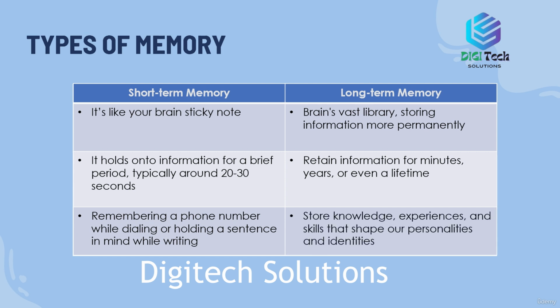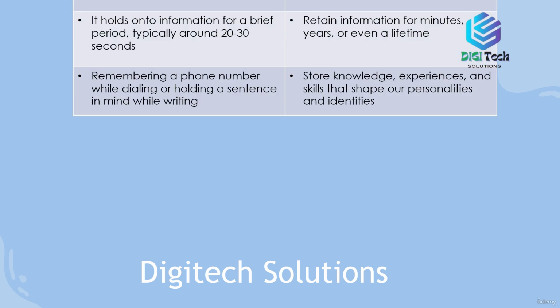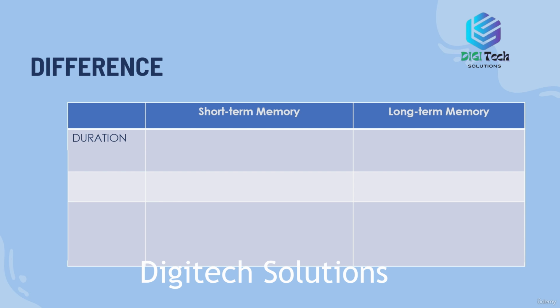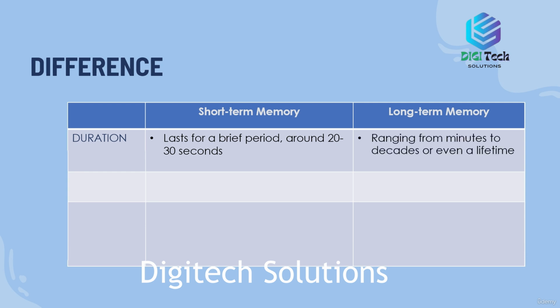It's where we store knowledge, experiences, and skills that shape our personalities and identities. Duration. One of the key differences between short-term and long-term memory lies in their duration. Short-term memory lasts for a brief period, around 20-30 seconds, before the information is either forgotten or transferred to long-term memory. Long-term memory, however, can retain information for much longer, ranging from minutes to decades or even a lifetime.